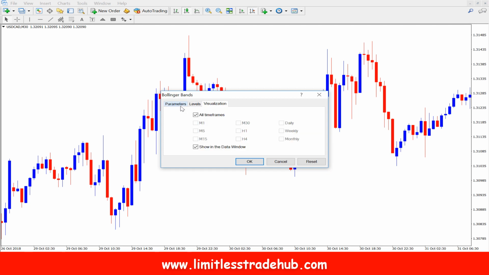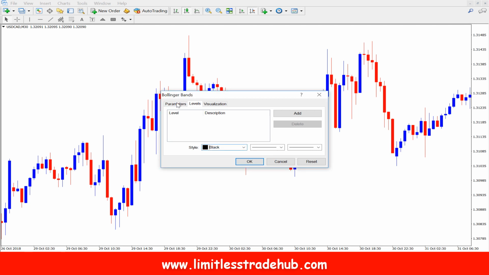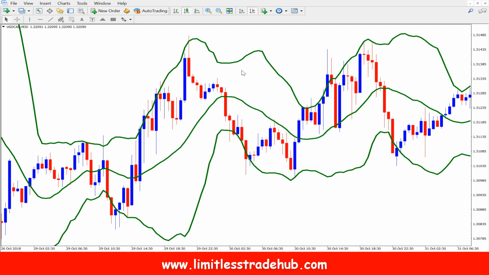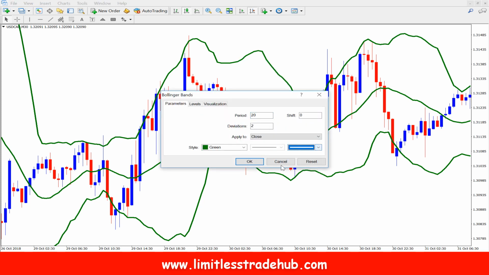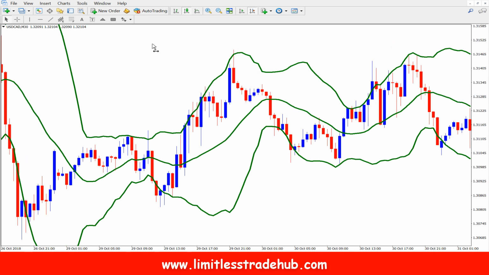All are by default. I'm just changing the color and style: I'm changing it to black, and the style to green. This is it. I'm just changing the style.